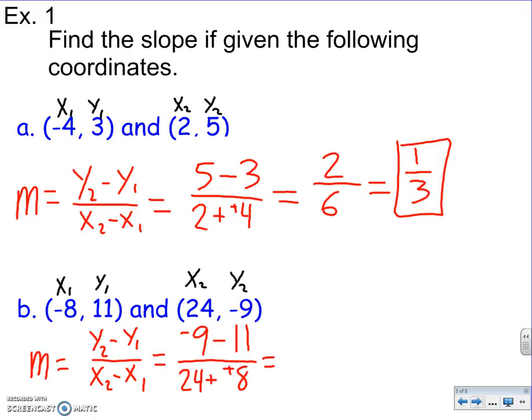So I do this, negative 9 minus 11 is negative 20, all over 24 plus 8 is 32. Reduce it. I know 4 goes into negative 20 negative 5 times. 4 goes into 32 8 times. That's my answer. The slope is negative 5 over 8.